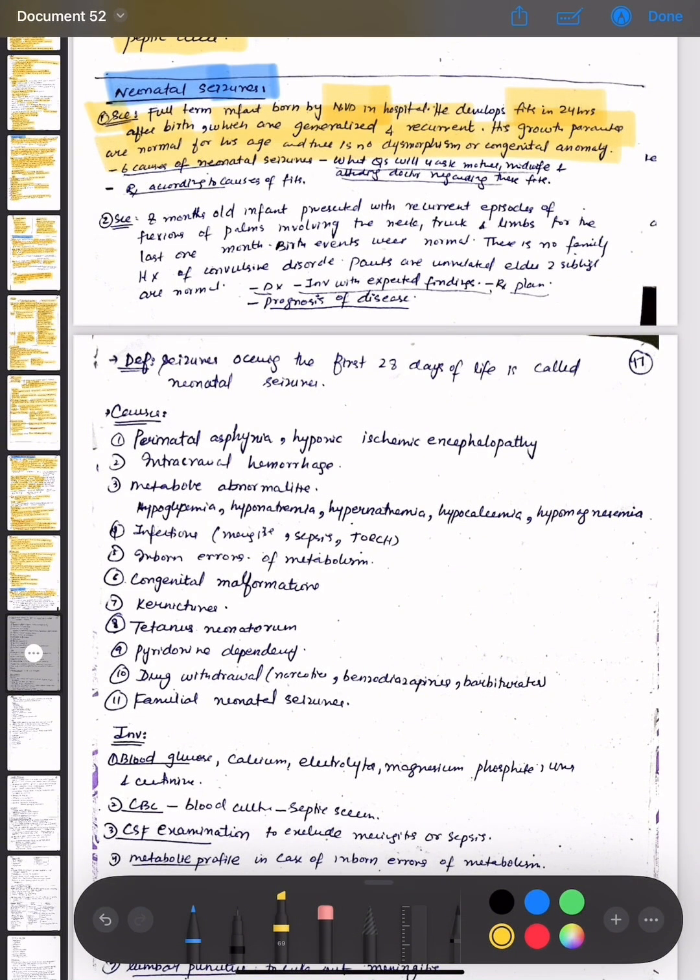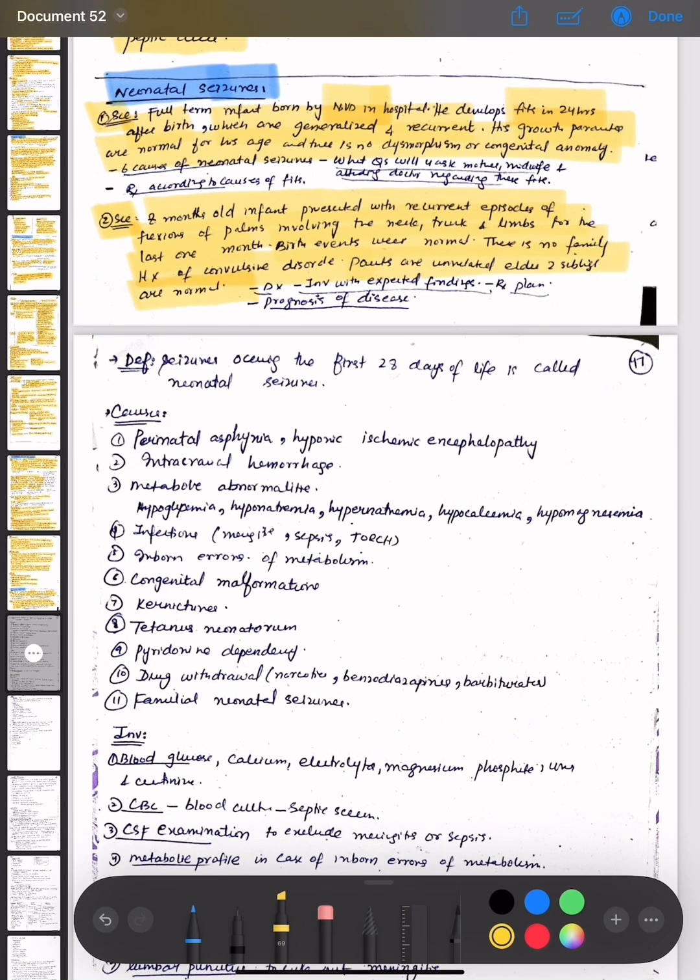The other scenario is an 8-month-old infant presenting with recurrent episodes of flexion of the palms involving the neck, trunk, and limbs for the last 1 month. The birth events were normal. There is no family history of convulsive disorder. Parents are unrelated. The elder two siblings are normal.